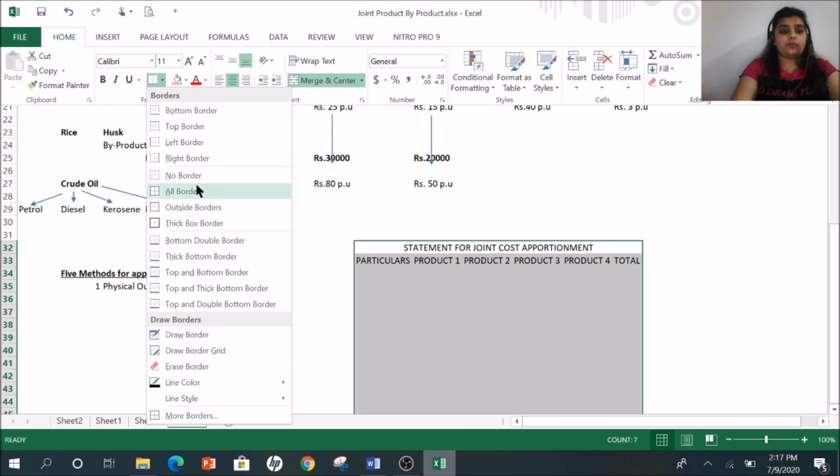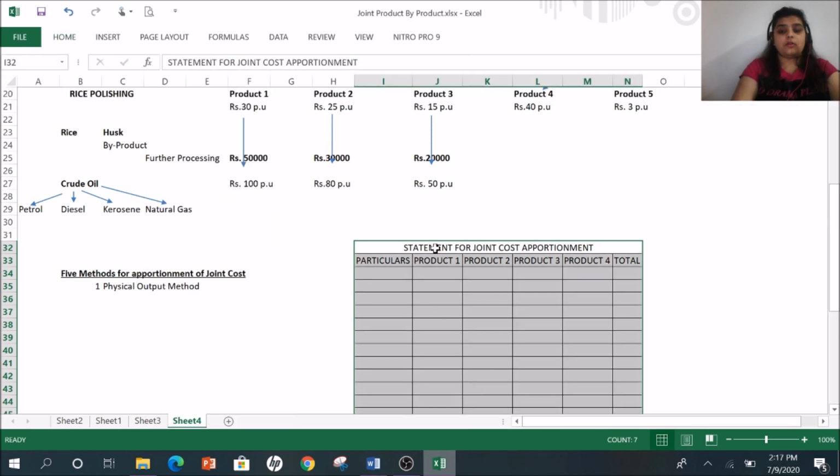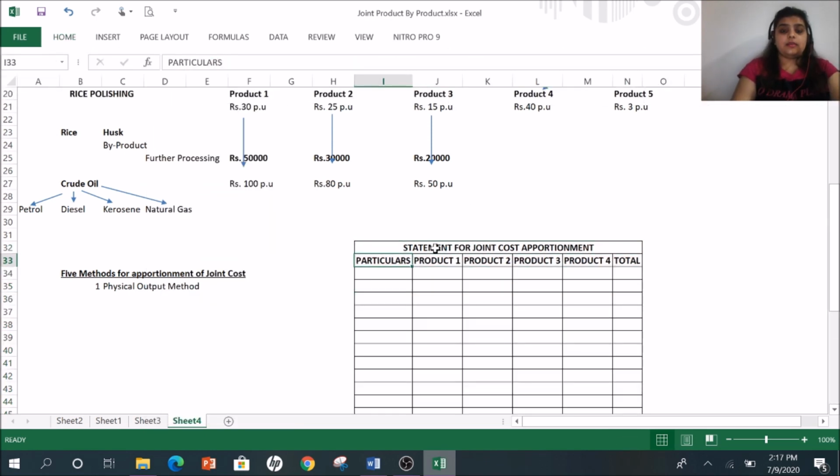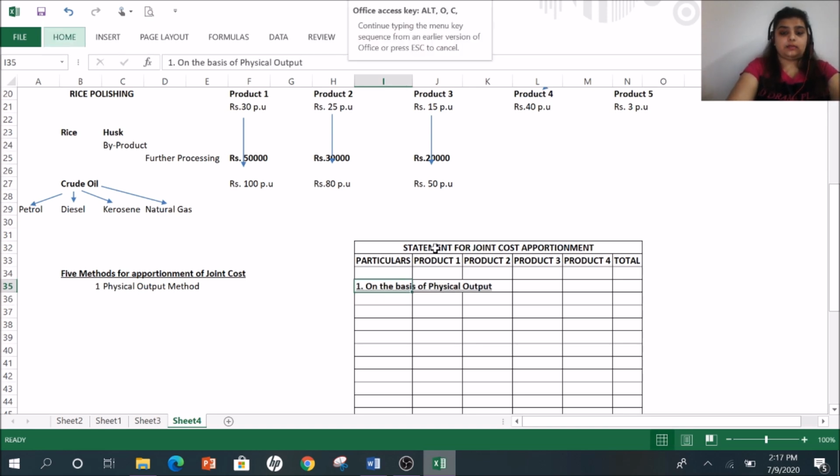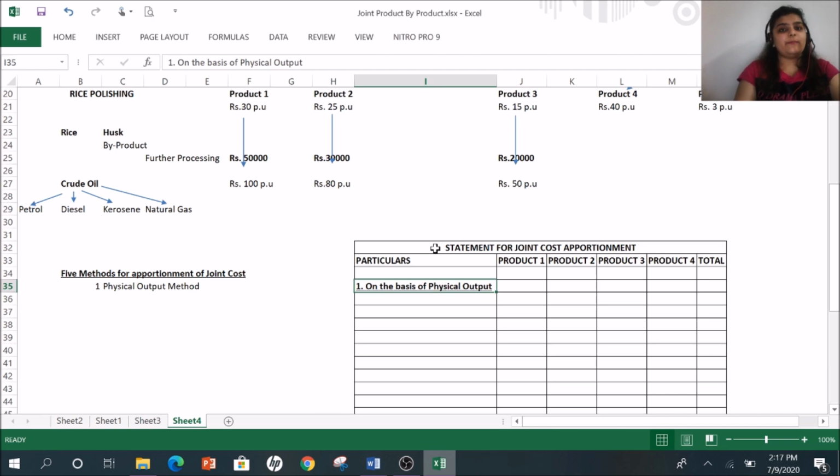Now we are going to apportion the joint cost among all these products. The first method is on the basis of physical output. This is the simplest method. What is it? On the basis of the number of units that we have manufactured, in that ratio we are going to apportion our joint cost.